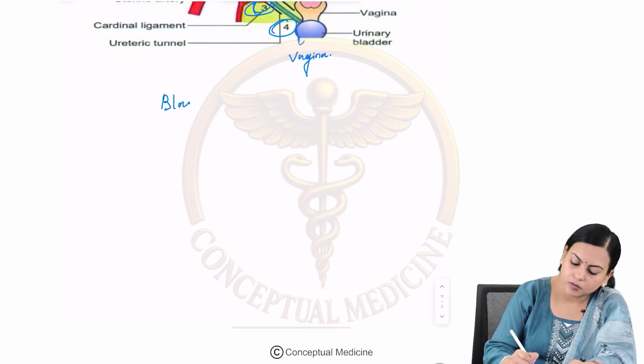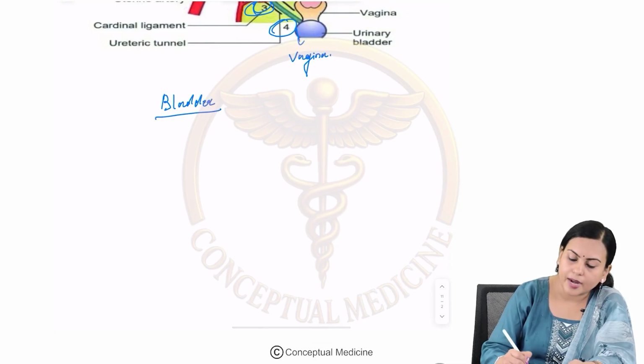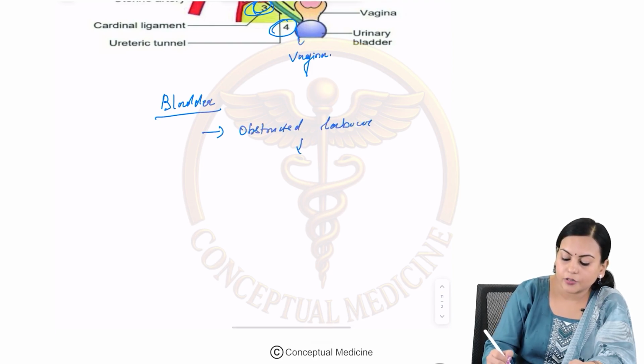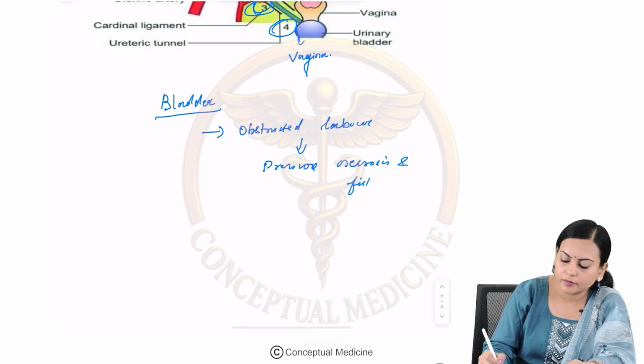Also, the importance of bladder lies in that if it is compressed during obstructed labor, it can lead to pressure necrosis and fistula formation.